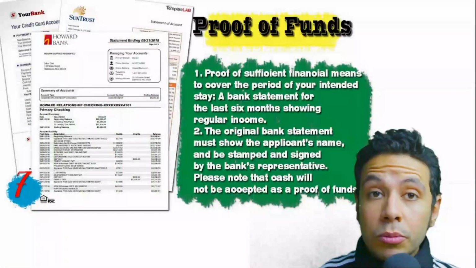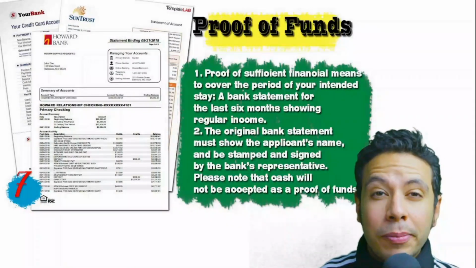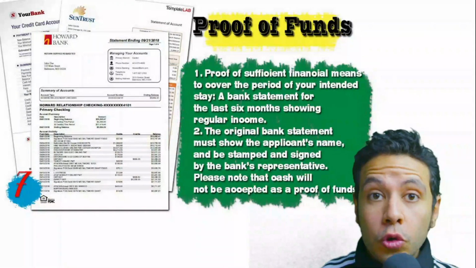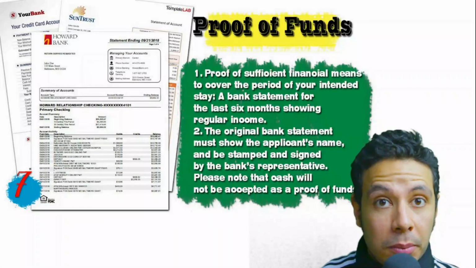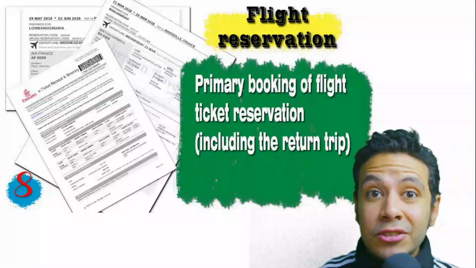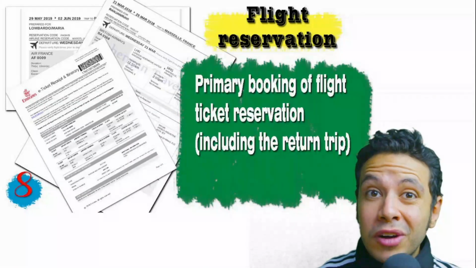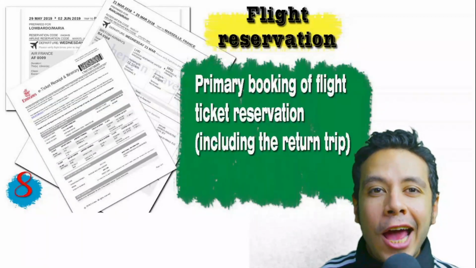You will also need to provide a proof of sufficient funds, which is a bank statement stating your balance for at least 6 months. The original bank statement must show your name and should be signed and stamped by the bank representatives. And remember that cash will not be accepted as a proof of funds. You should also provide a flight reservation. It could be an initial booking, but in some minor cases, you will need to provide a confirmed booking. And remember that this flight reservation must include a return ticket.